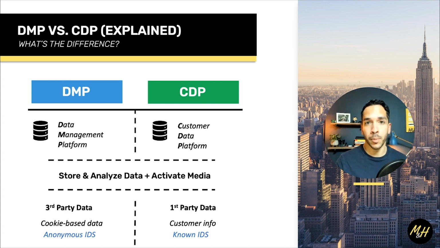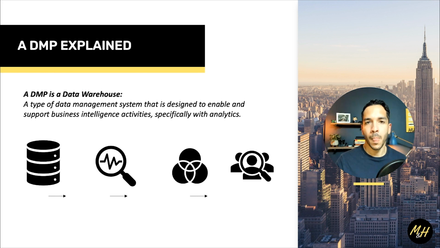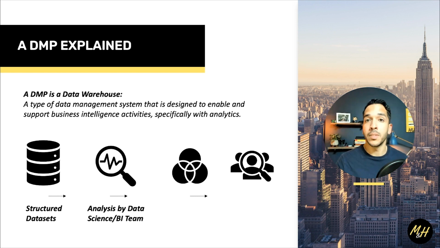Now, it goes a little deeper. But before we really jump into what a CDP does, let's unpack a DMP a little bit further. So a DMP is essentially a data warehouse, which is a type of data management system that's designed to enable and support business intelligence activities, specifically analytics. So we have structured data sets that live in these data warehouses. Then that is prepped to be analyzed by data scientists or a business intelligence team. From there, you can extract customer insights, and then you can activate audiences, mainly for advertising in this example.